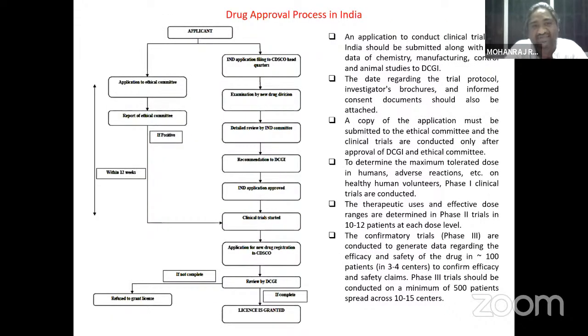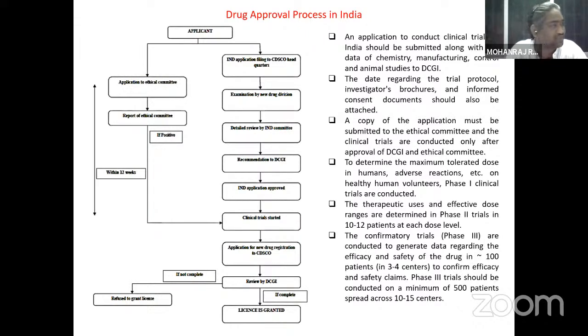So as for consent, an application to conduct a clinical trial has to be submitted with the data relating to the chemistry, the manufacturing, product control, to the DCGI. And the DCGI evaluates the protocol for pharma vendors and companies. Everything will be assessed by the ethical committee. DCGI. And Phase 1, Phase 2, Phase 3, and Phase 4 will be performed.